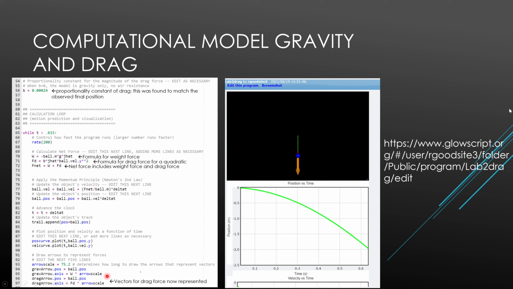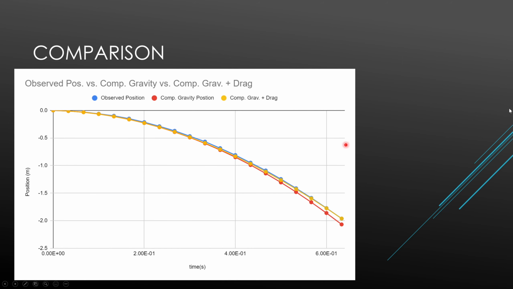As you can see at the bottom, the vector for drag force is no longer 0. And when you look at the model, you can see that there's now a small red arrow, which indicates that there is a drag force acting on this model. Now comparing all three models, you can see that the gravity and drag force combined is a lot closer and a lot more aligned with the observed position, as they overlap at the beginning and also overlap at the end. There's only a slight difference in the middle.